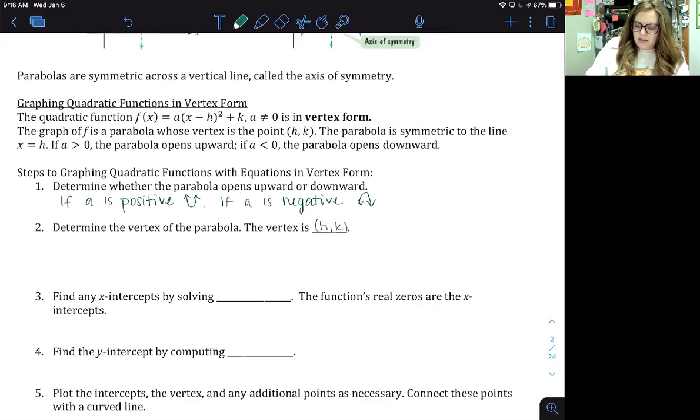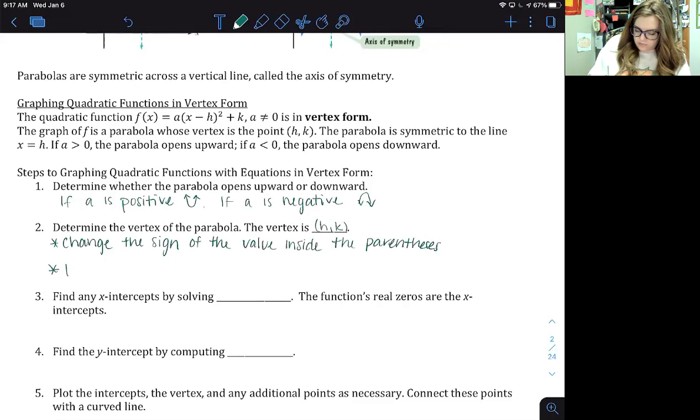And there's two ways we can do this. We can either use the idea that we're going to change the sign of the value inside the parentheses. Or we can use our vertical and horizontal translations. I'm okay with you using either one. Use whichever one makes most sense to you, and we'll talk about using both of the methods when we do the examples on the next page.